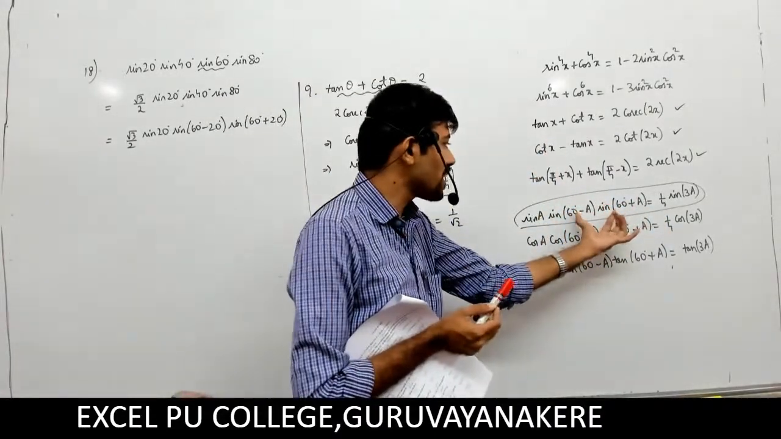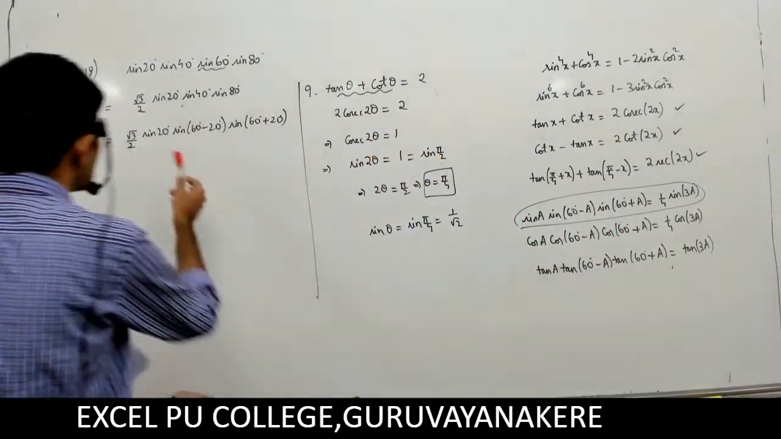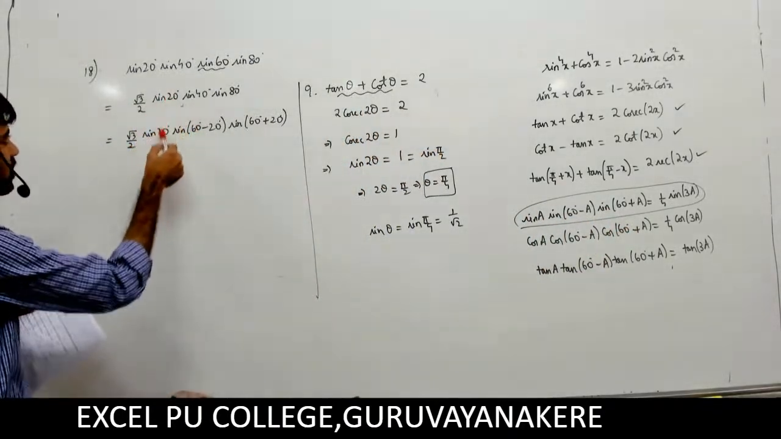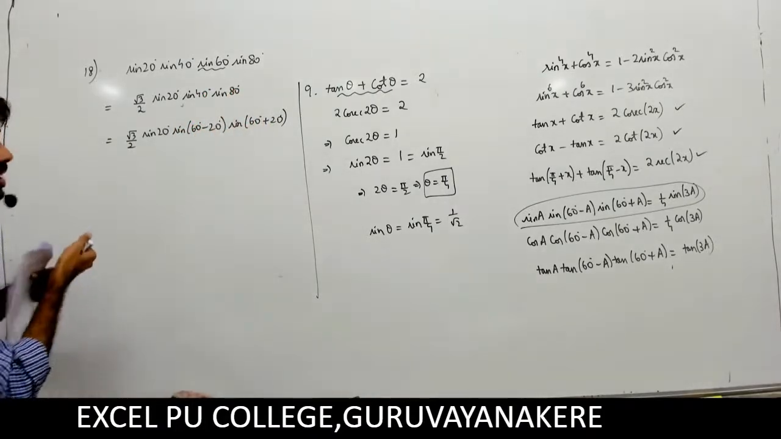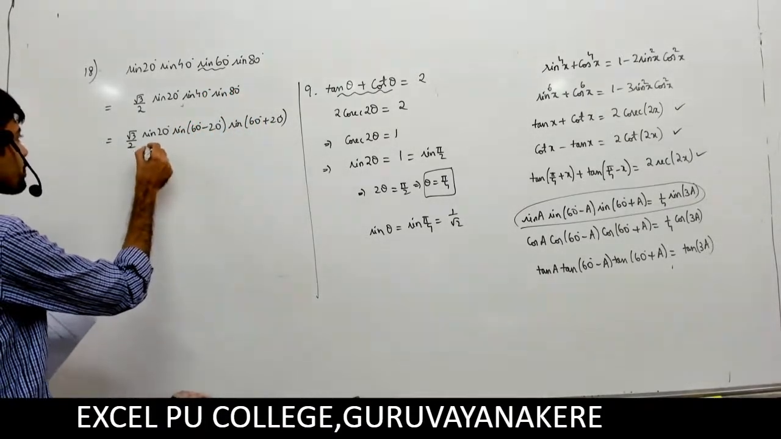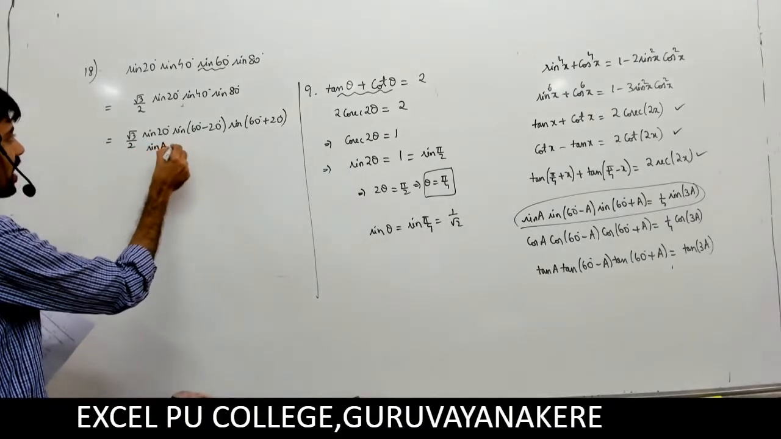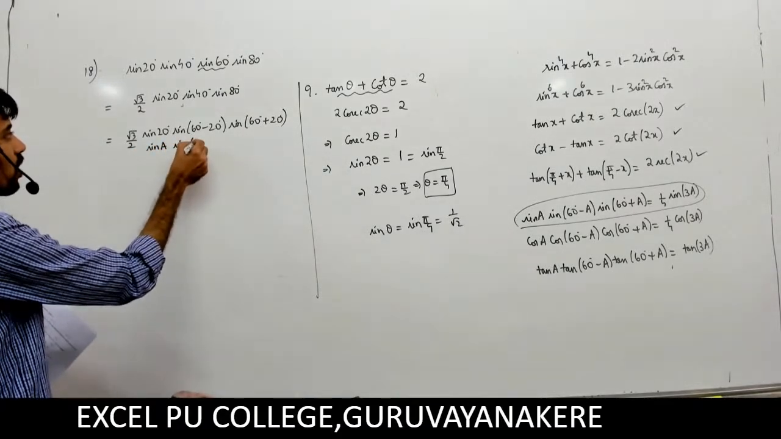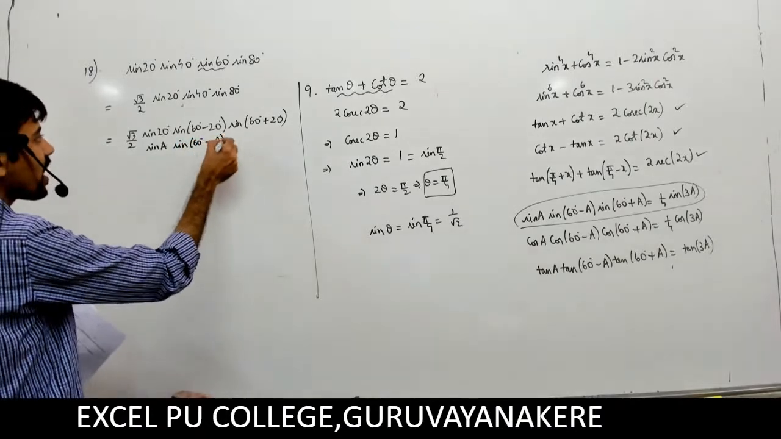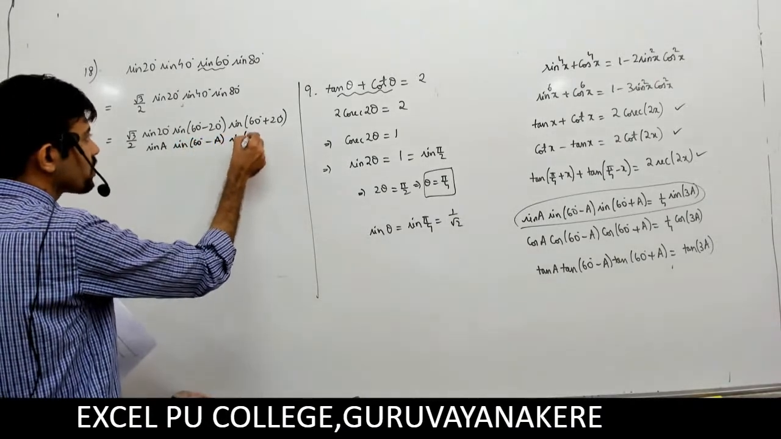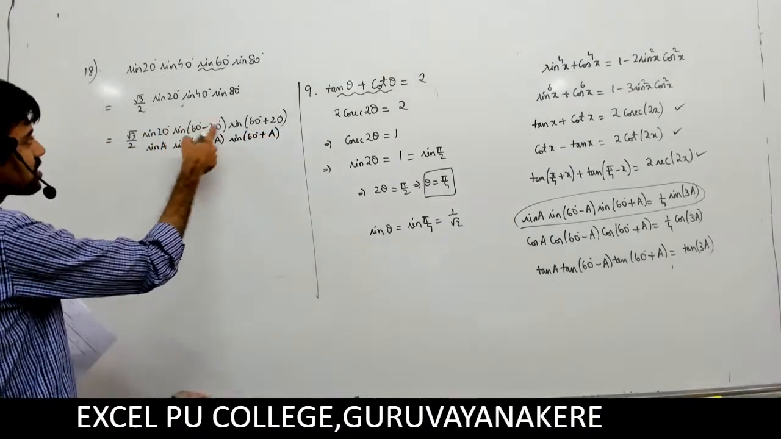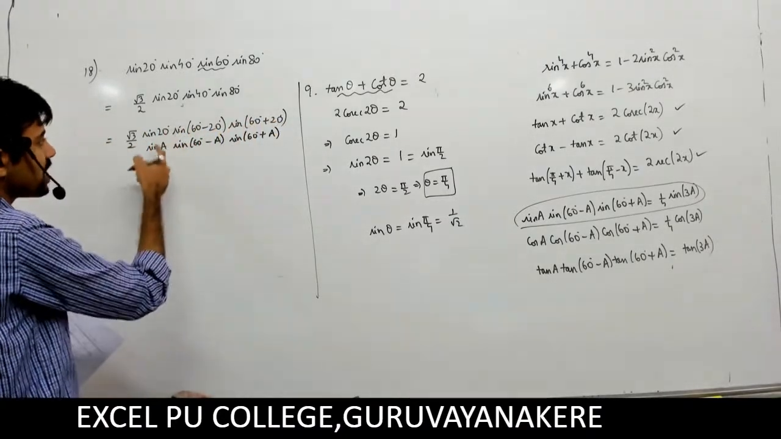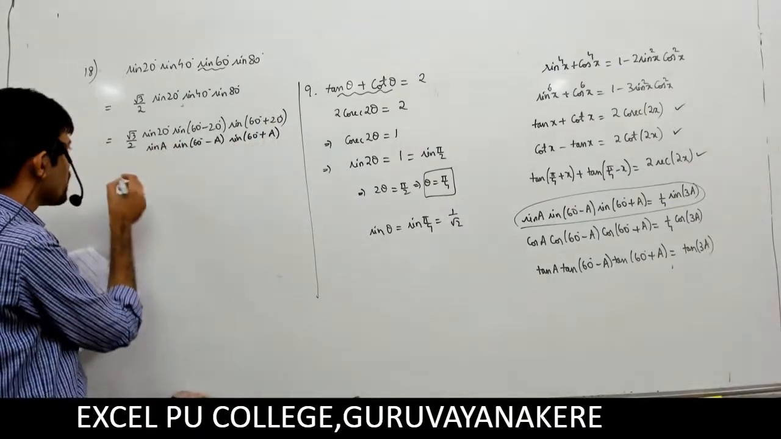In that case, you apply that formula and get it. Okay? So, root 3 by 2 sin 20, 40 is 60 minus 20, 80 is 60 plus 20. Now compare. This is sin A into sin of 60 minus A into sin of 60 plus A. Sin A, sin 60 minus A into sin 60 plus A, that is 1 by 4 sin 3A.